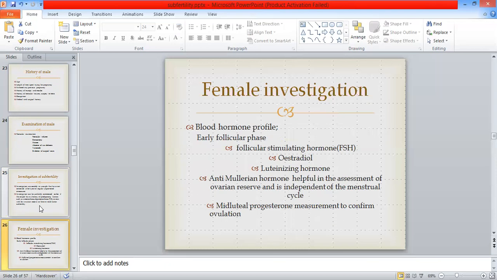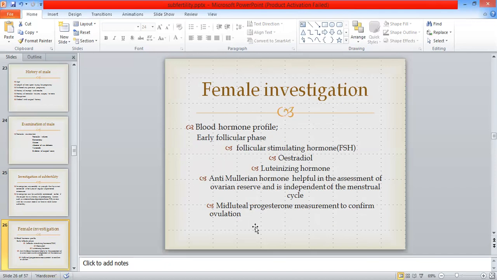Early follicular first, okay? And anti-Mullerian hormone is particularly helpful in the assessment of ovarian reserve and is independent of the menstrual cycle. If we are prescribing AMH, anti-Mullerian hormone, it is independent of the cycle. It means you can prescribe it at any time in the cycle, not only in the early follicular phase or luteal phase, anytime. And the other thing is luteal progesterone assessment to confirm ovulation.